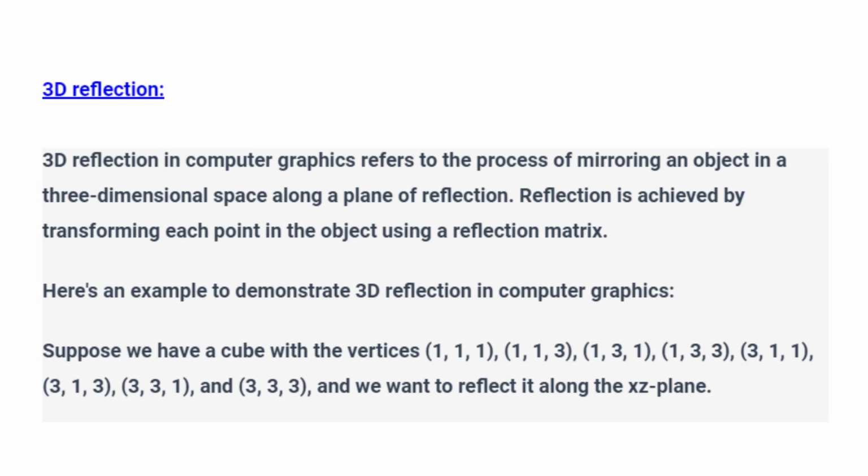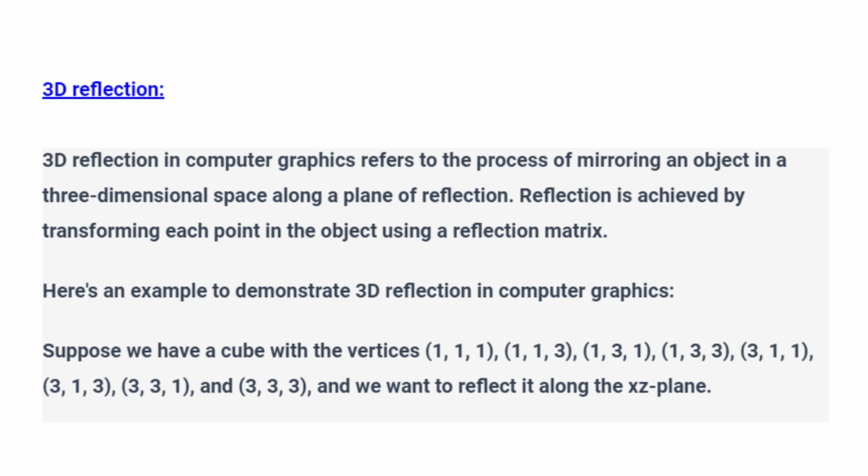3D reflection. 3D reflection in computer graphics refers to the process of mirroring an object in a three-dimensional space along a plane of reflection. Reflection is achieved by transforming each point in the object using a reflection matrix.